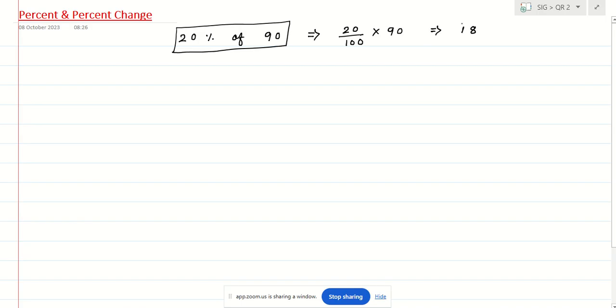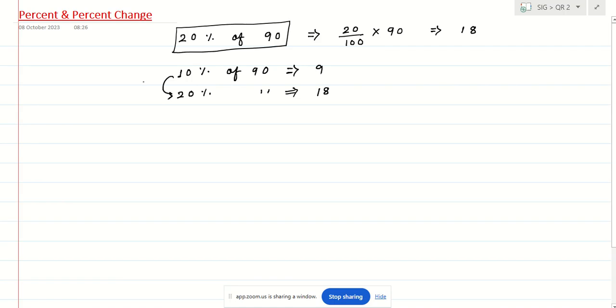18. One more approach people use, and it is a very efficient approach, is to find the 10% first. The 10% of 90 is nothing but 9. So how to find the 20%? Twice of 10%, twice of 9. That is 18. Finding 10% of any number is much easier, isn't it?